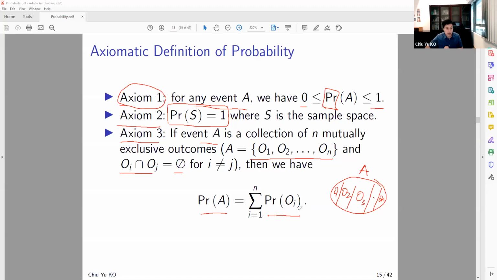Is that okay for these axioms? Any question about it, or you don't like it? I think it's very natural, but does anyone have any question?